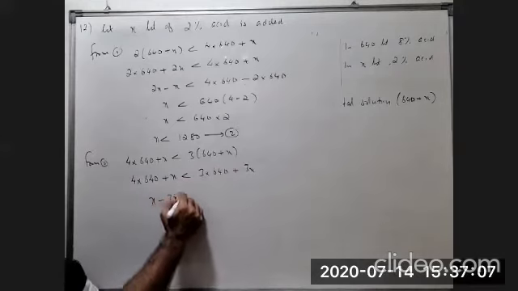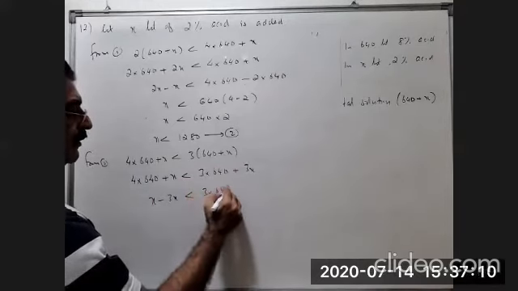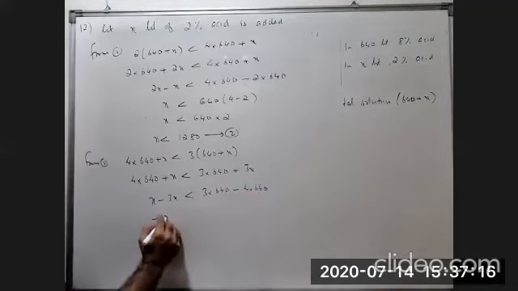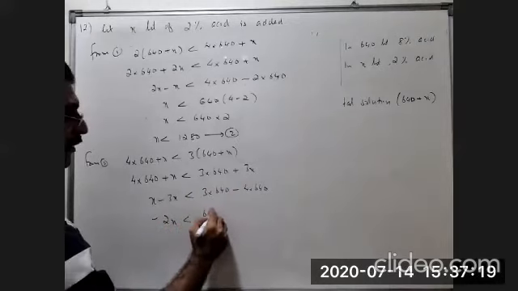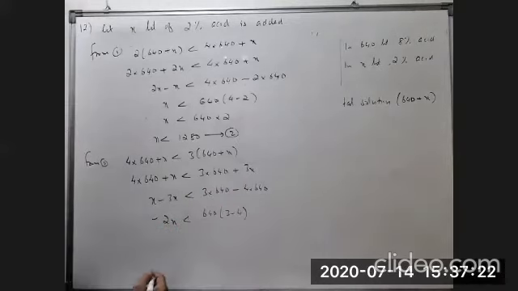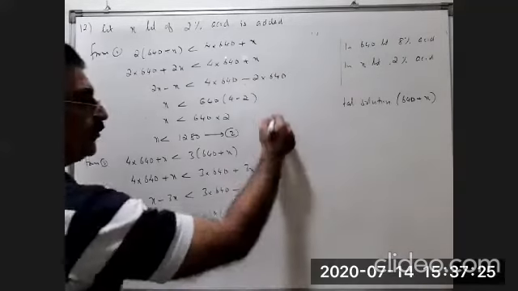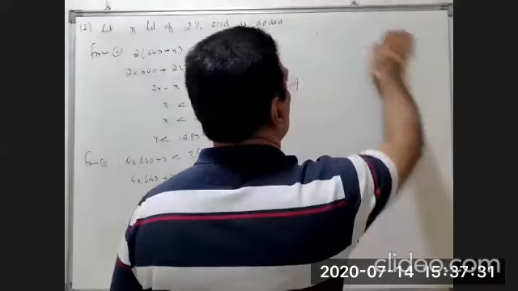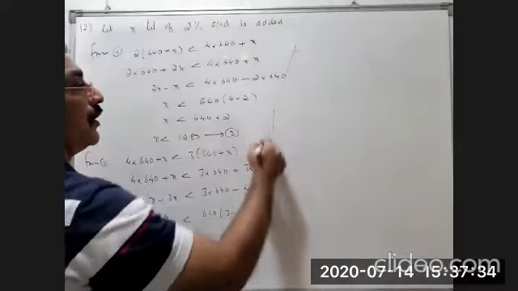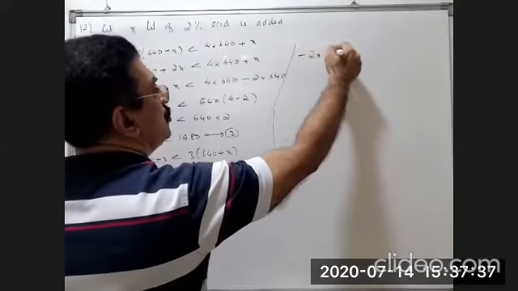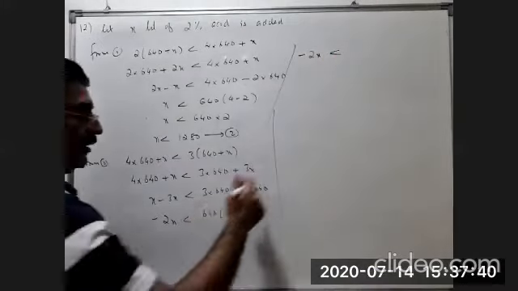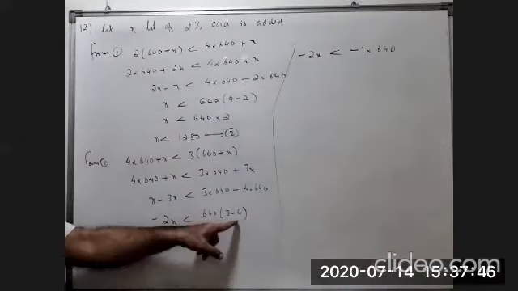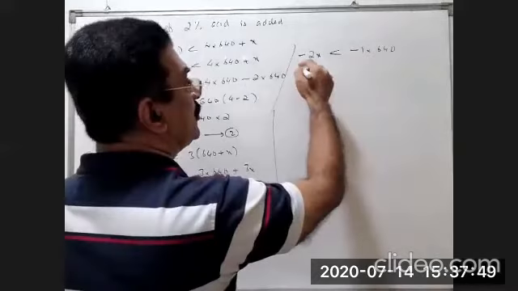X minus 3X less than 3 into 640 minus 4 into 640. Minus 2X less than 640 into (3 minus 4). Minus 2X less than minus 1 into 640. 3 minus 4 is minus 1. Now dividing by minus 2.